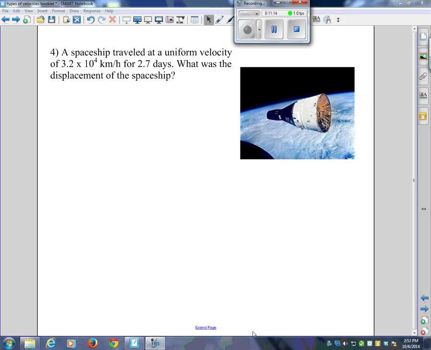A spaceship travels at a uniform velocity of 3.2 times 10 to the 4 kilometers per hour for 2.7 days. Do we have to convert to hours? Yes. First, you got to do that part. You got to convert days to hours. 2.7 times 24 is 64.8 hours.